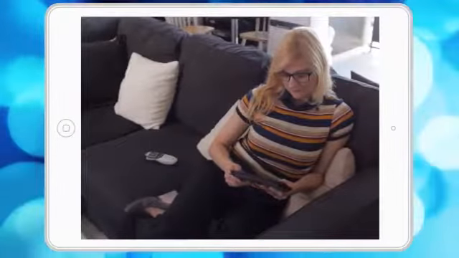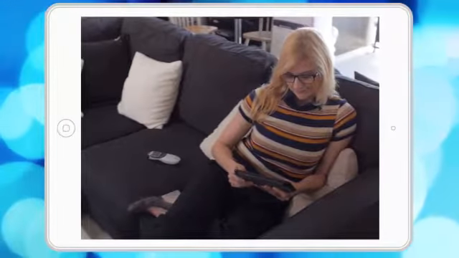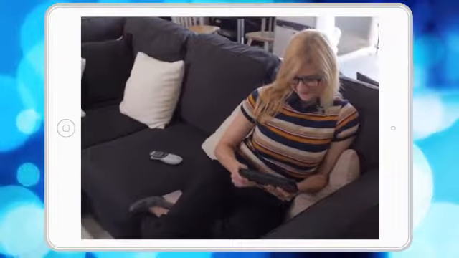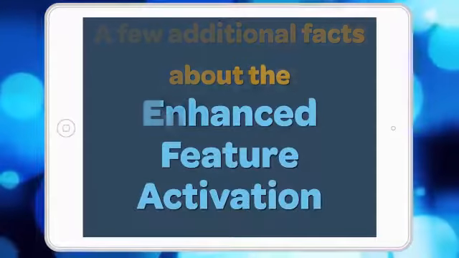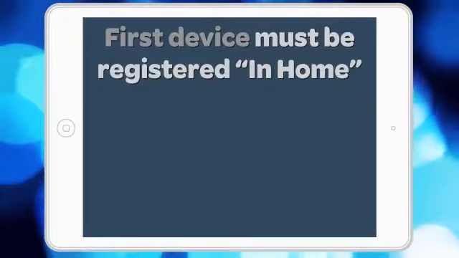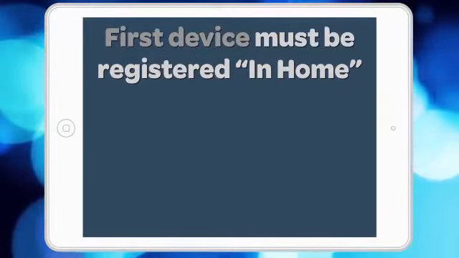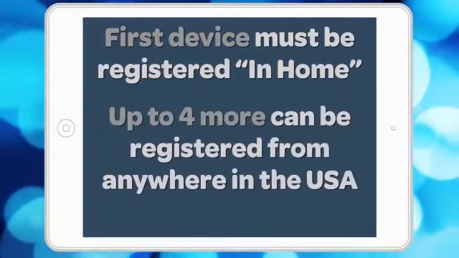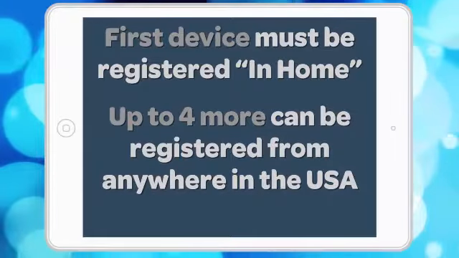With the enhanced features activated, the customer can now stream virtually every channel they subscribe to, and stream or sync recordings of live programs. A few additional facts about the enhanced feature activation. The customer's first mobile device must be connected via Wi-Fi to the same broadband network in order to register. Up to 4 additional devices can be registered from anywhere in the United States with a solid Wi-Fi or mobile data connection.